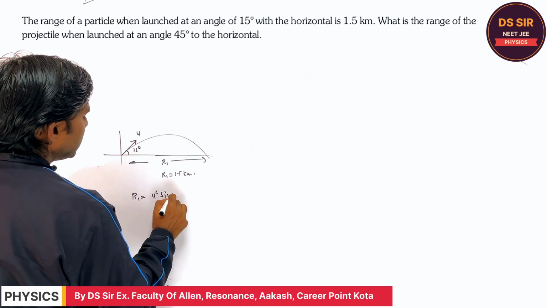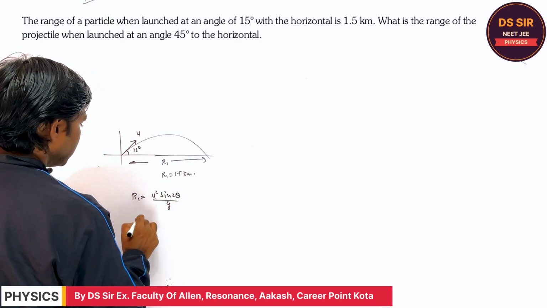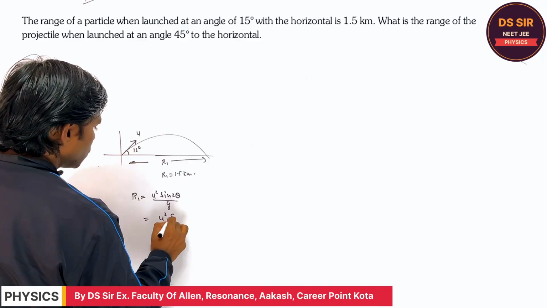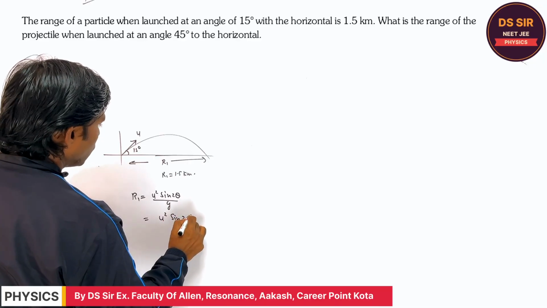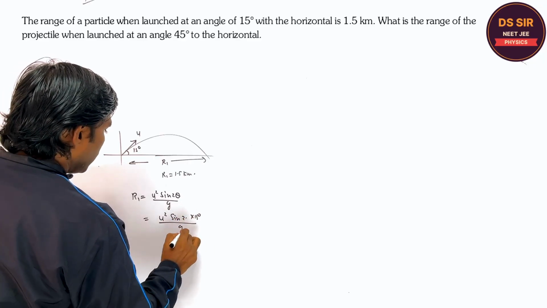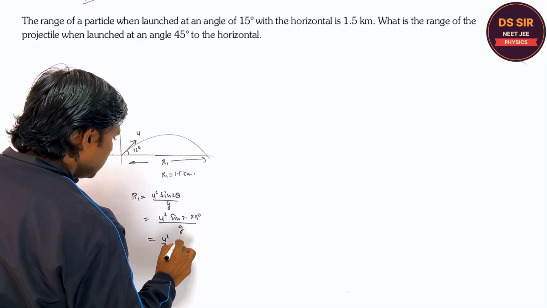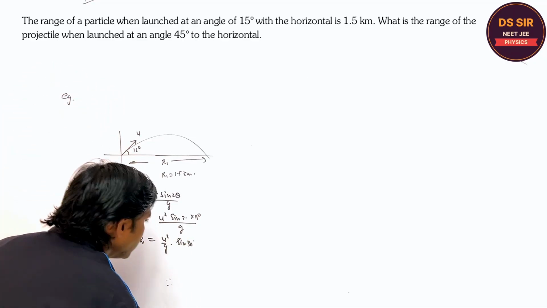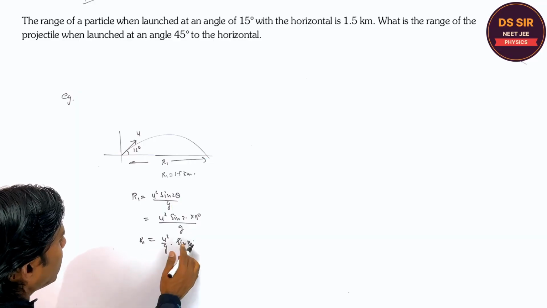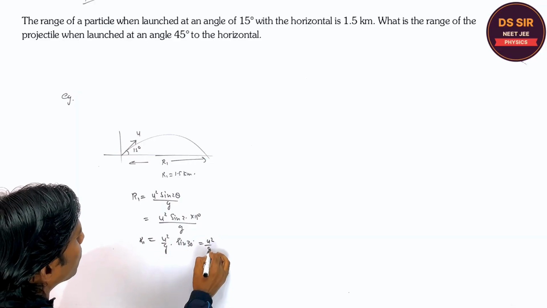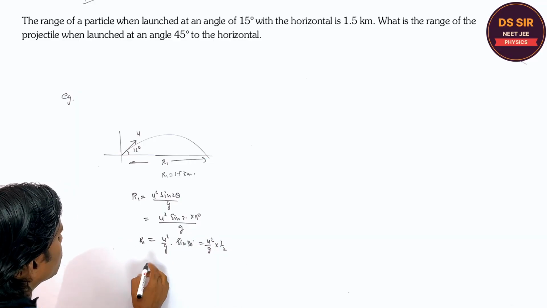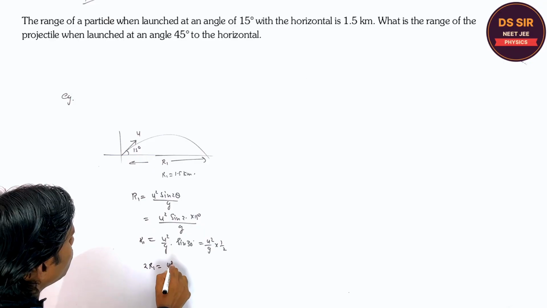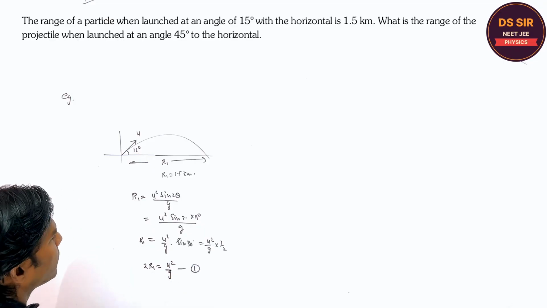u square sine 2 theta upon g is equal to u square sine 2 into 15 upon g, which is u square upon g into sine 30, equal to r1. All right. And sine 30 value is 1 by 2, so r1 is u square upon g into 1 by 2. So 2r1 is equal to u square upon g. This is equation number 1.